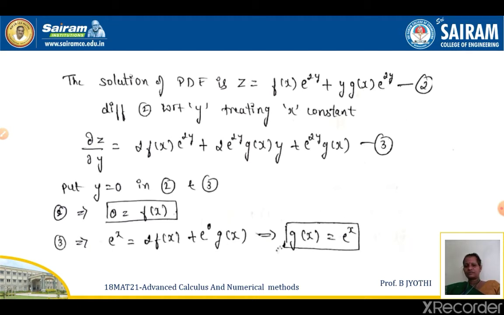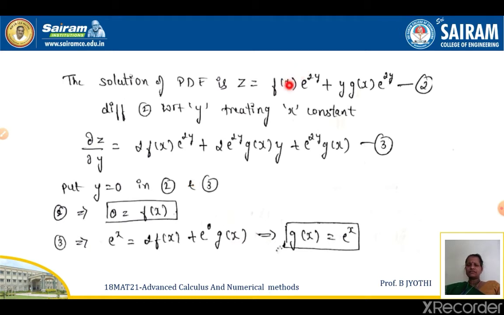Differentiate equation 2 with respect to y, treating x as a constant. Then we get 2 e^(2y) f(x) + g(x)[2y e^(2y) + e^(2y)], because in the second term y and e^(2y) are both functions and only g(x) is a constant. Therefore y e^(2y) must be differentiated by the product rule, the UV method: y times 2e^(2y) plus e^(2y) times the derivative of y, that is 1. This is what we get on differentiation. Now let us put y = 0 in the second equation. This is the second equation.